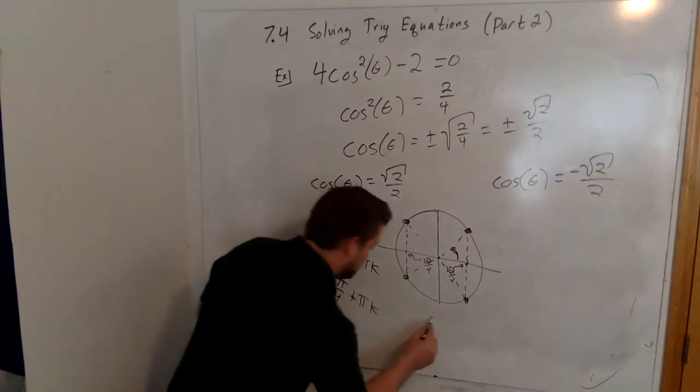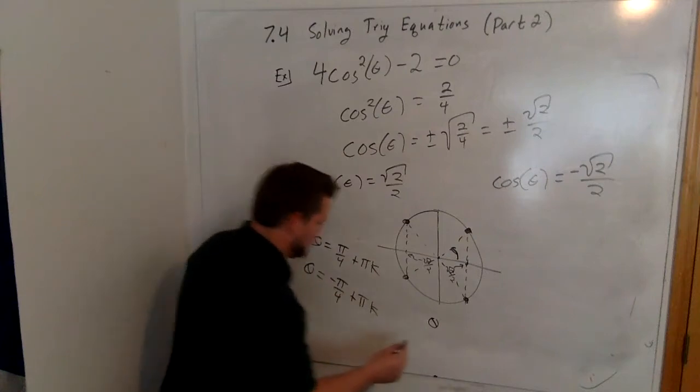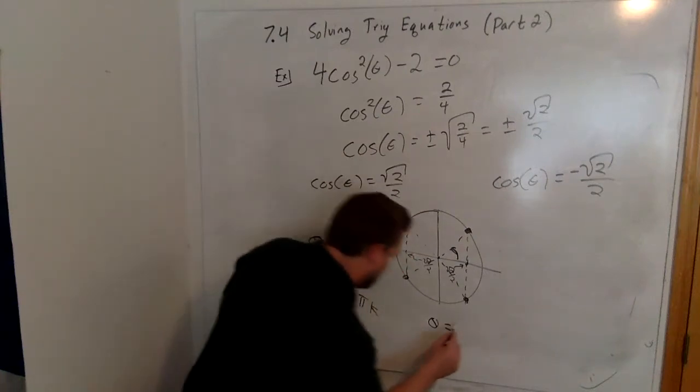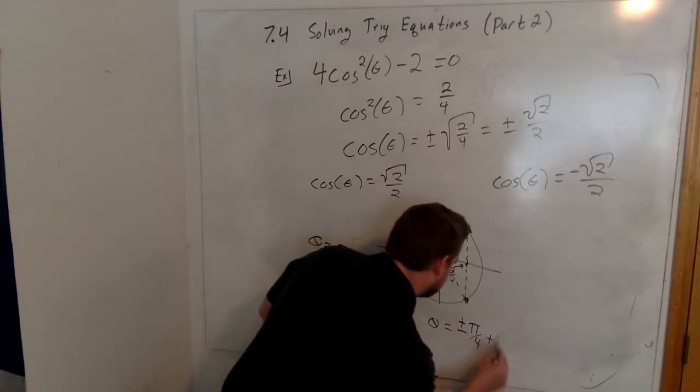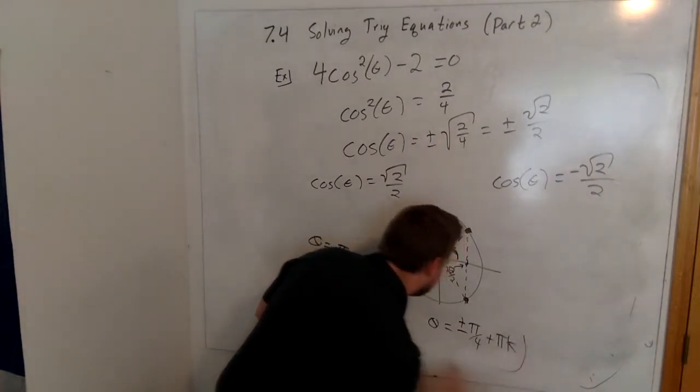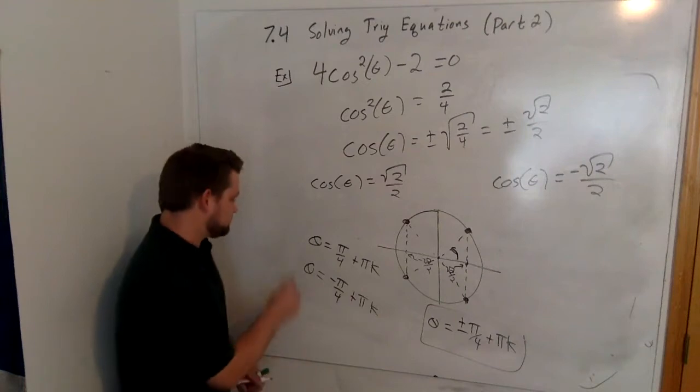Or we could say, I think maybe a clean way to write this is theta could be equal to plus or minus pi over 4 plus pi k. And here is the solution.